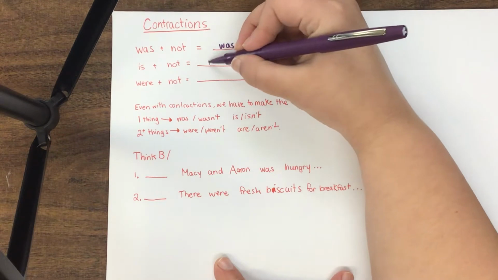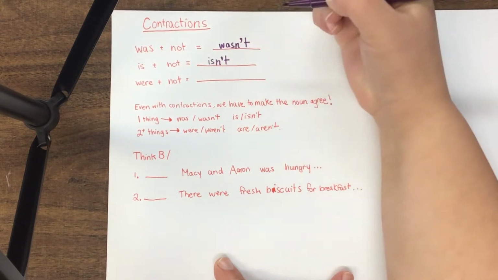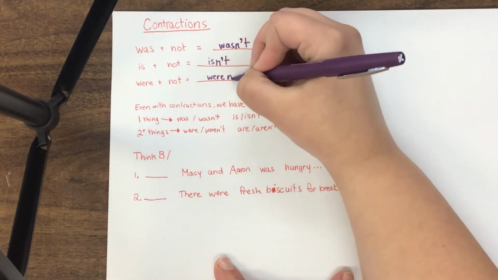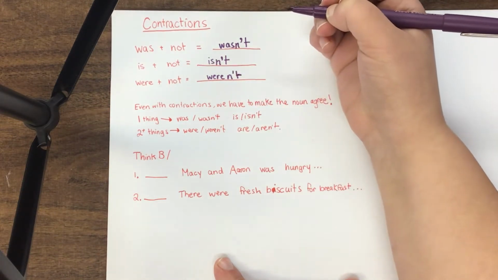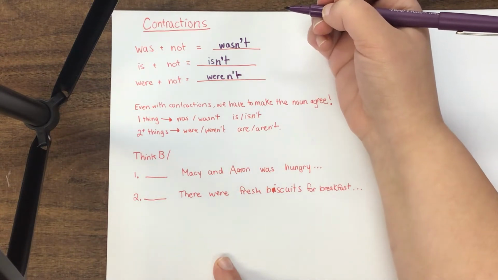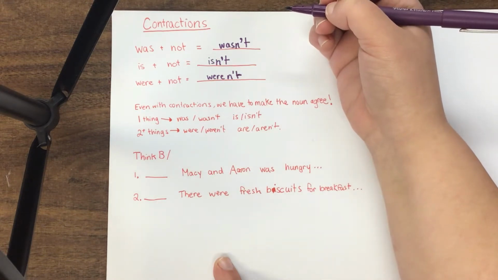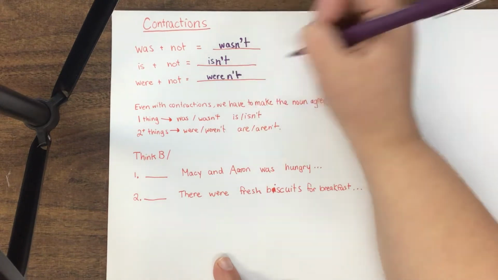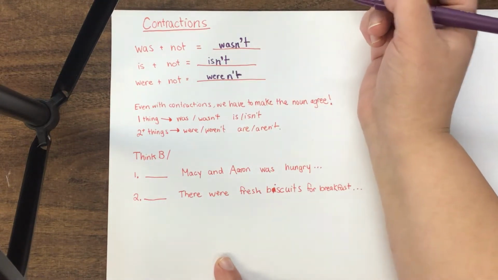Same with is not. I keep the is, and then I change the not to N apostrophe T, isn't. And were not works the same, were, and then N apostrophe T. We write these when we want to save a bit of space. They're not the best things to use in formal writing, like really fancy essays that you'd hand in, but they're very nice when we're talking with our friends, with emails, when we're sending letters, and when it's a little bit more informal. So we're learning a little bit about them today and a little bit yesterday as well.